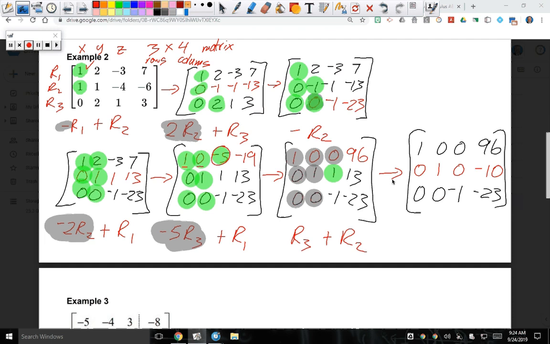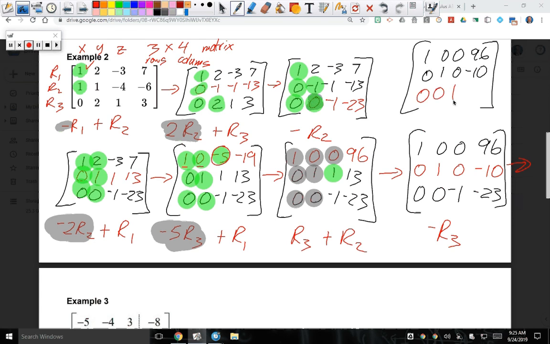And last but not least, what are we going to do? What are we going to multiply by negative 1? The last row. So negative row 3 will end up becoming, we'll put a little arrow here, and I'm going to put it at the very top just so that you can all see it from the back of the room. Here we go. 1, 0, 0, 96, that didn't change. 0, 1, 0, negative 10, that didn't change. And finally 0, 0, 1, 23. Look, there is your echelon.